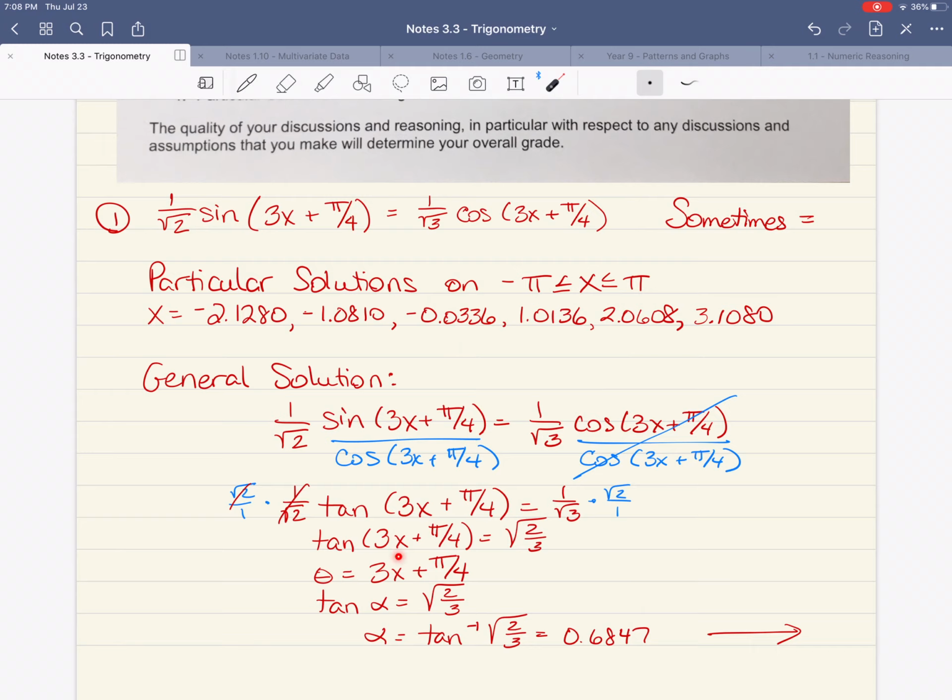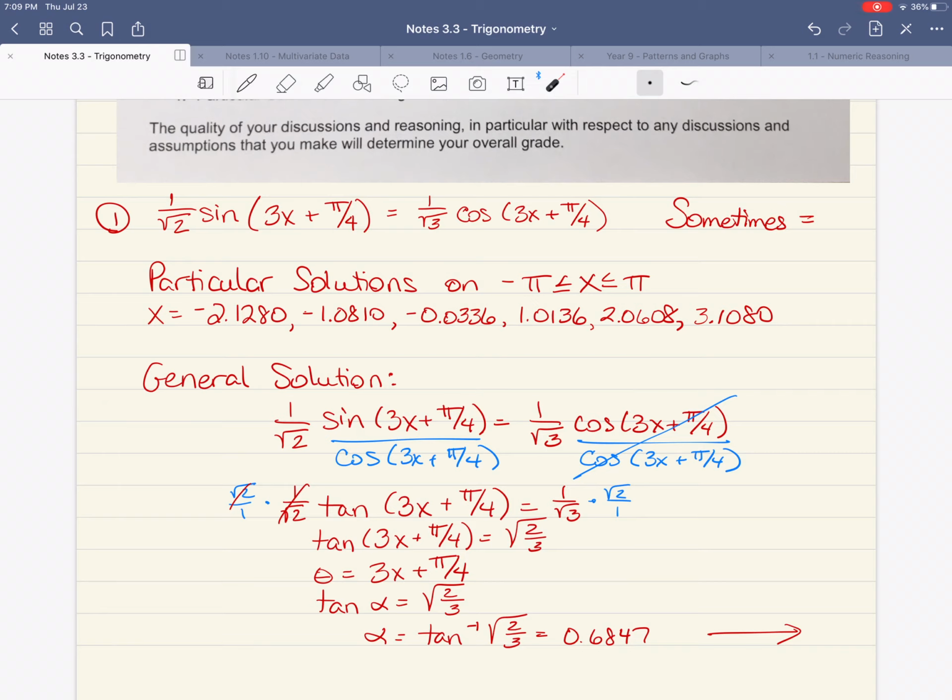You must get the tangent by itself, or you must get the trig function by itself, before you start doing the theta alpha thing. So you have tangent of the bracket equals the radical 2 over 3. You could go ahead and change this to a decimal right now if you wanted to. It's more accurate, however, if you leave it as a radical. And you could also write radical 2 over radical 3 separately if you wanted to.